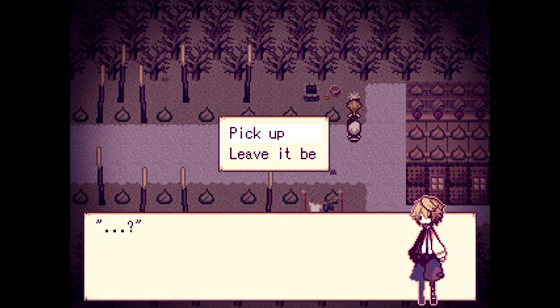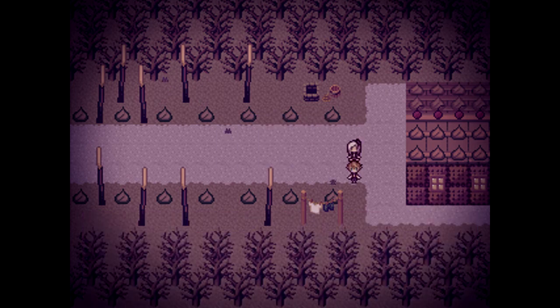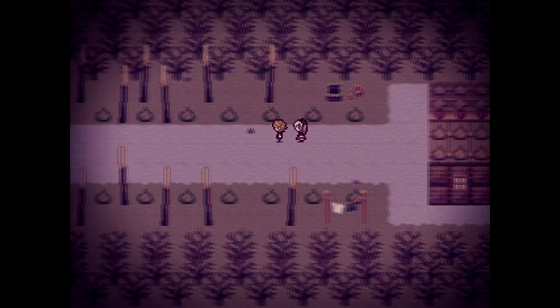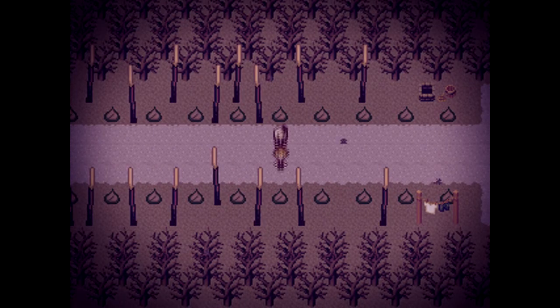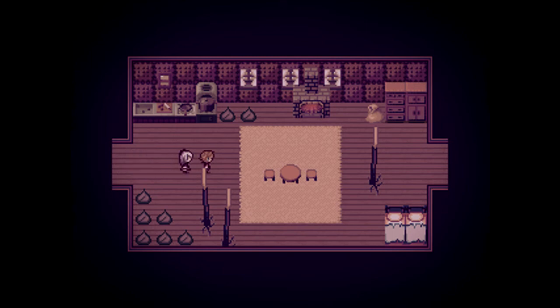What's this? Pick up. Obtain a shard of XXXX. These little spiders? What are these? I don't know. Our house is made of candy now, it looks like. It's got these weird things cut on the floor. Hershey Kisses.